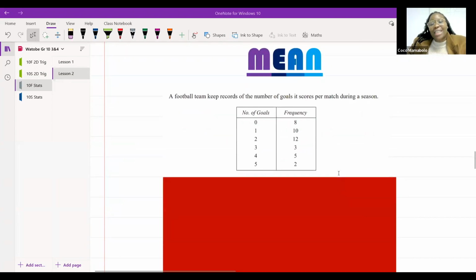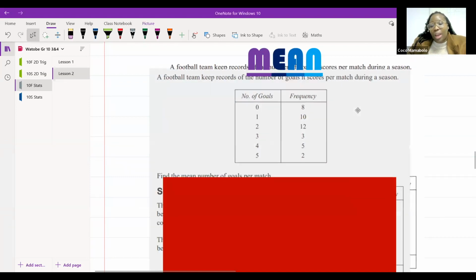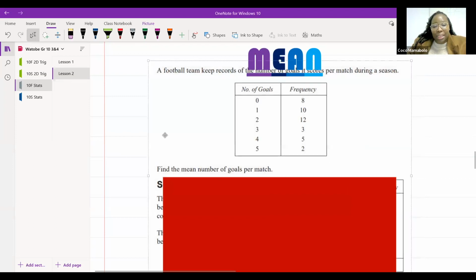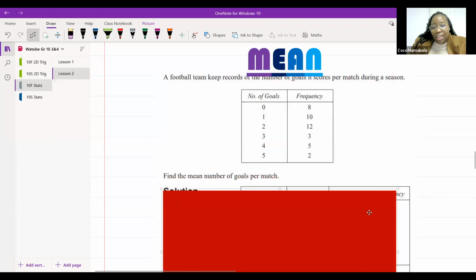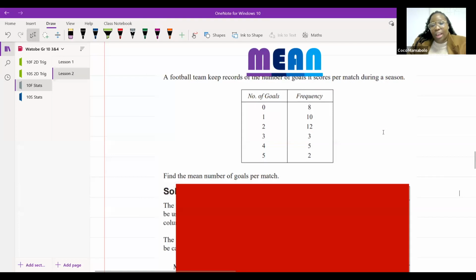Okay, all right, let's have a look at the mean. What do I mean by the mean? I've got the answer over here. But when we calculate the mean, the mean is actually the average.